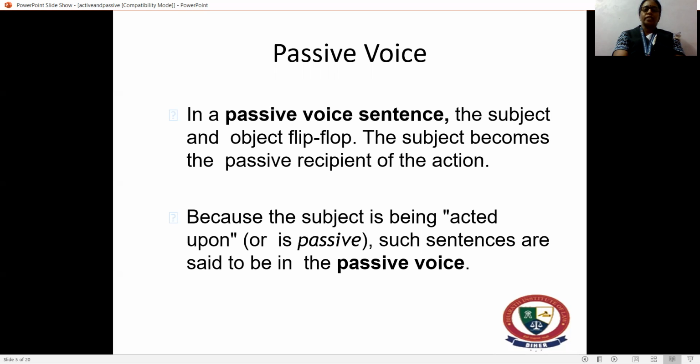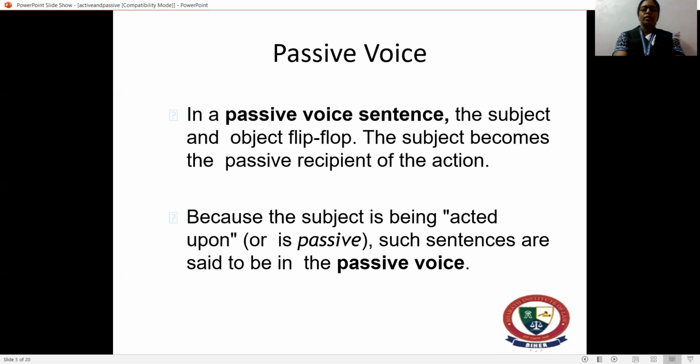In a passive voice sentence, the subject and the object flip-flop. That is, for easy understanding, we can use it as a shortcut also. So the subject and the object generally flip-flop. They interchange the place. The subject takes the place of the object and the object becomes the subject. So that is the first clue to identify a passive voice sentence. And the subject becomes the passive recipient of the action.